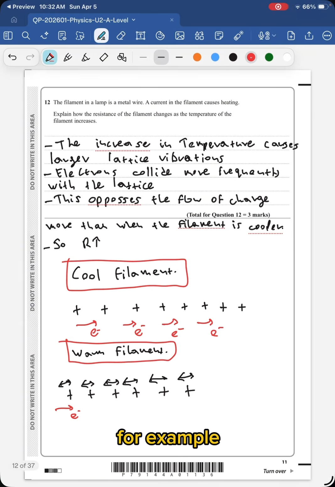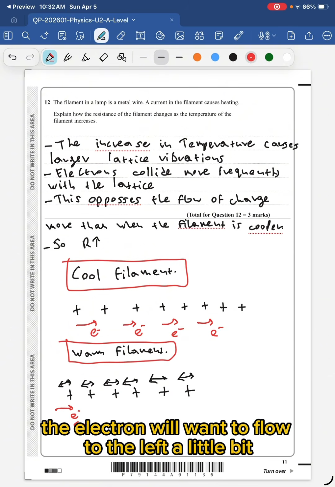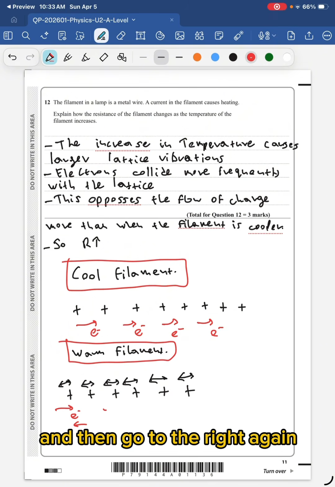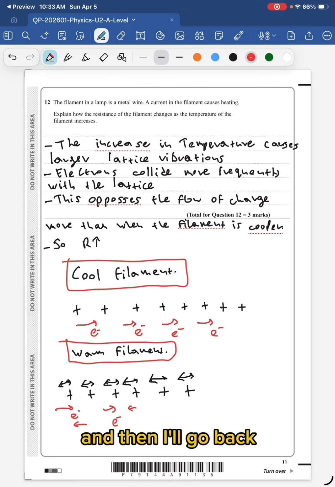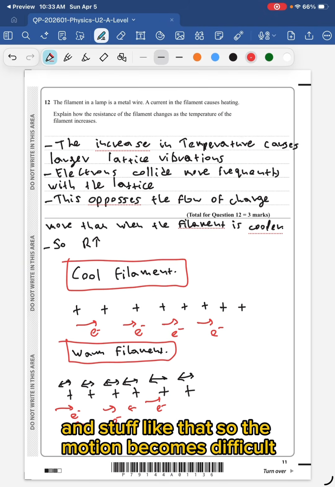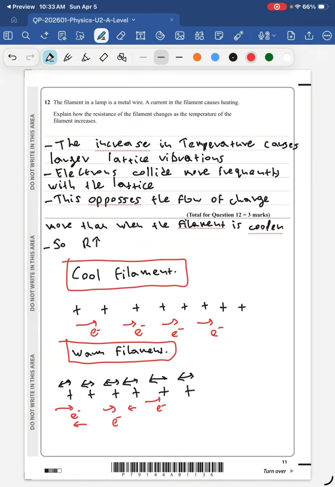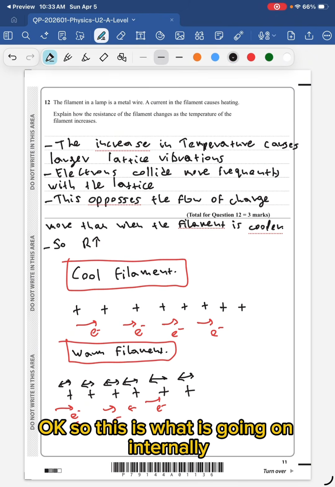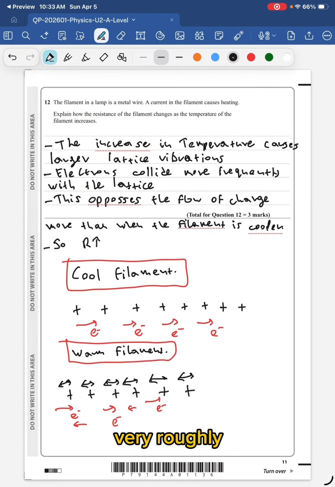because maybe an electron is flowing because the other lattice ion is moving to the left, for example, the electron will want to flow to the left a little bit and then go to the right again and then go back and then maybe collide with the ion and stuff like that. So the motion becomes difficult. Okay, so this is what is going on internally. I mean, very, very roughly.